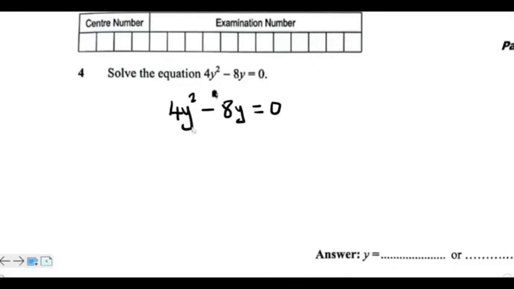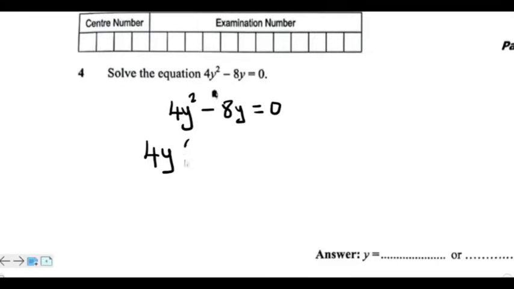So first thing, we are going to factorize this left hand side. So we have 4, 8. So in terms of the numbers, we factor out what? 4. So 4 is the highest common factor of 4 and 8. Then we also have y squared and y. So even the variable y will be written outside the brackets because it's common.